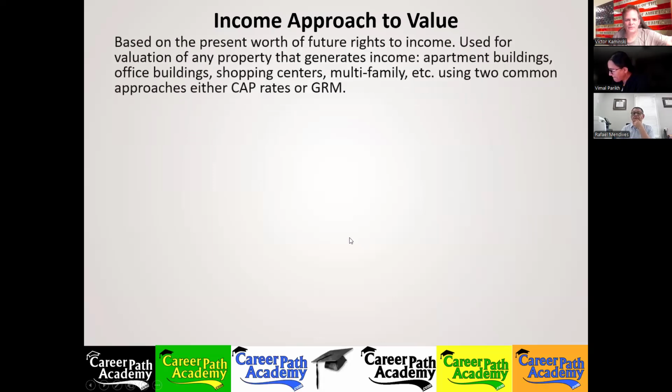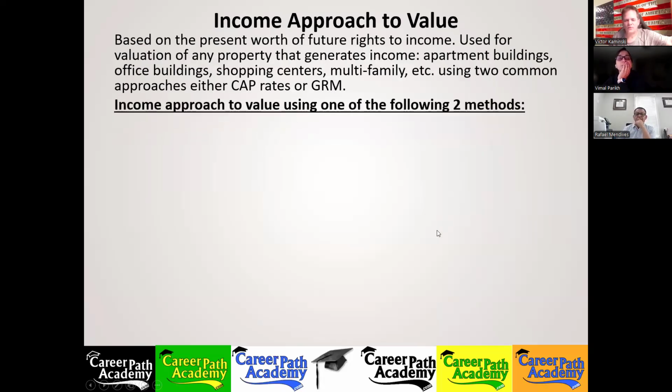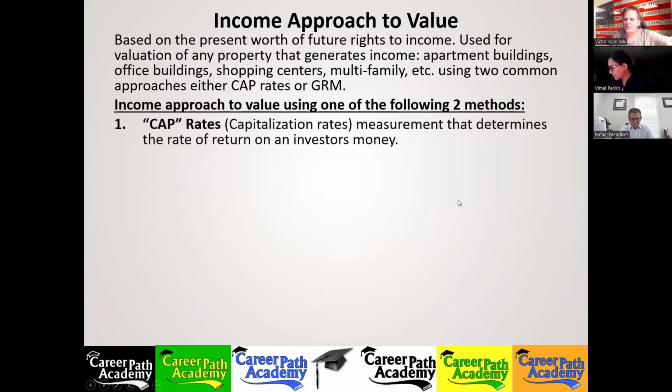So using the income approach to value, it's based on the present worth of the future rights to the income on the property. So it's used for valuing any property that generates income using one of these two methods, cap rates or GRM. Cap rate is more accurate, of course, because you have all the numbers for that particular property. GRM is when you don't have all the numbers, all the income and expenses for that property, and you got to guesstimate to figure it out. Or you have a number for another property that's similar. You could come up with the GRM for that property and apply it to the similar property with the same amount of units to come up with the value.